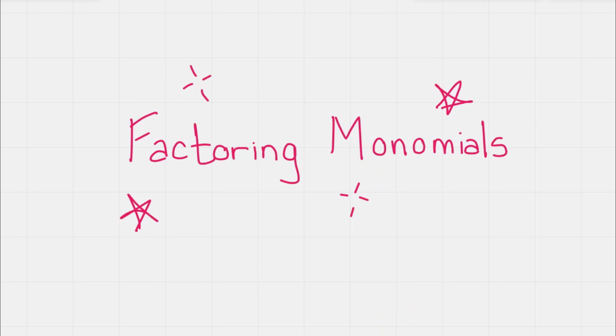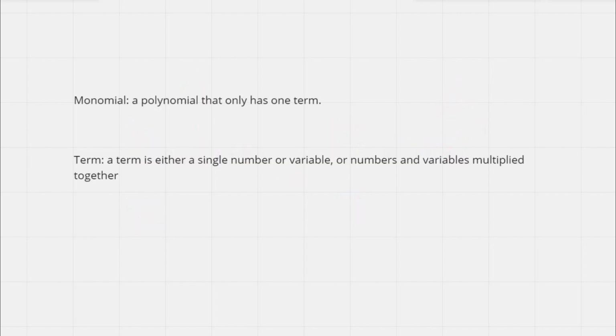In today's video, I'm going to be showing you how to factor monomials. But before we do that, let's get a few terms out of the way. A monomial is a polynomial that only consists of one term. And a term is either a single number or variable, or numbers and variables multiplied together.